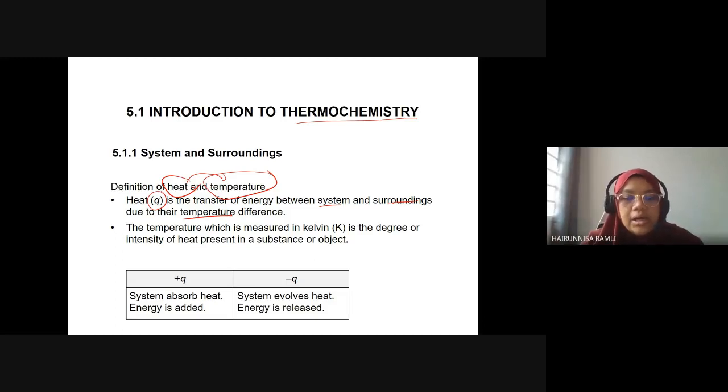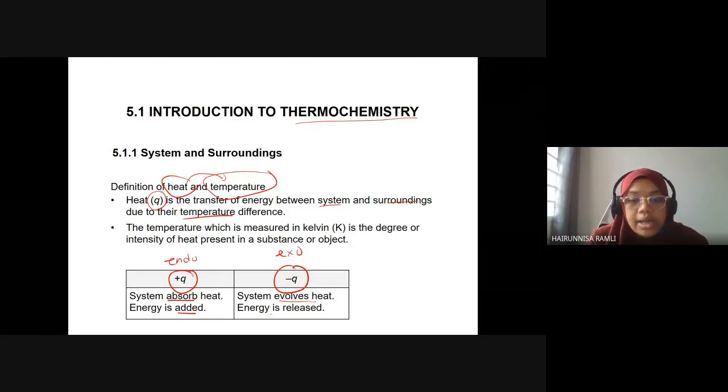So again, kita cakap sama lah, you belajar H. H tadi enthalpy, walaupun saya tak explain lagi in details what is H. Basically Q and H are related. So bila dia positif, dia adalah endothermic. System absorbs heat, so energy is added. So when you have negative Q, so it is exothermic. Okay, yang tadi adalah endo. So the system evolves heat when you have negative Q, so energy is released.